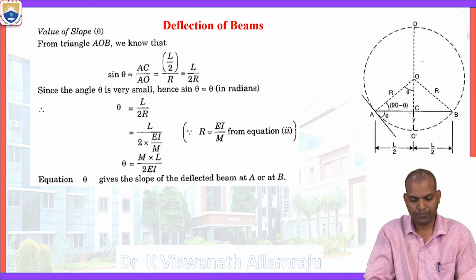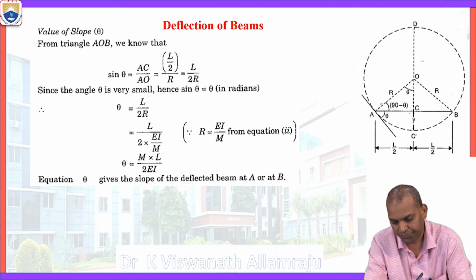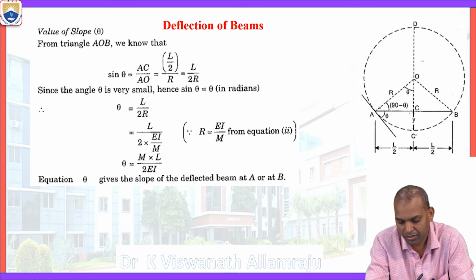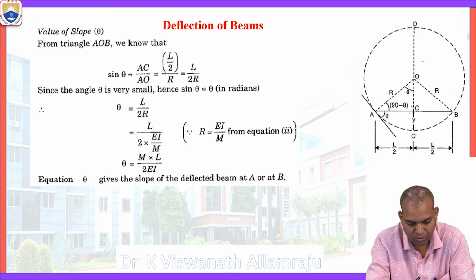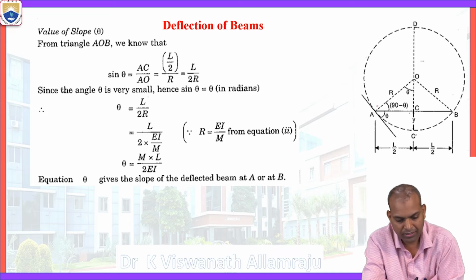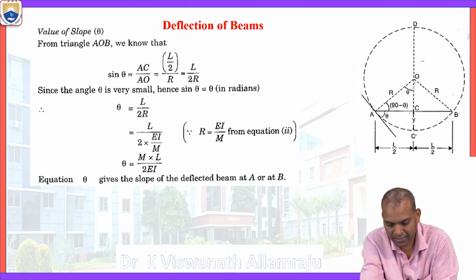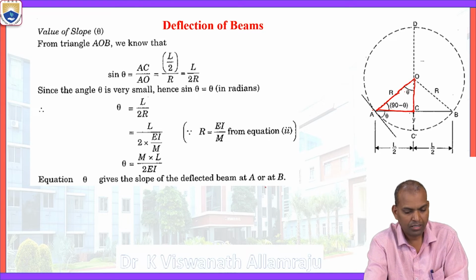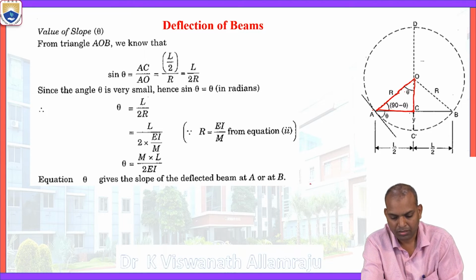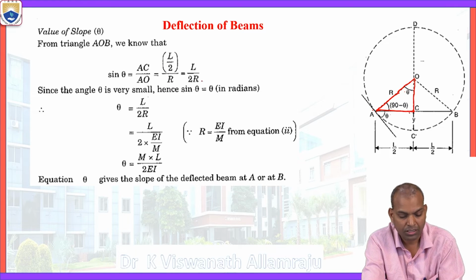Now coming to the slope, from the triangle AOB, AC equal to CB. If we consider the triangle AOB, what is the sine theta term here? ACO is a right angle triangle. Sine theta equal to opposite side by hypotenuse or diagonal side. The opposite side is AC, the diagonal side is AO. AC by AO. What is the AC value? L by 2. What is the AO? That is R. That means L by 2R.